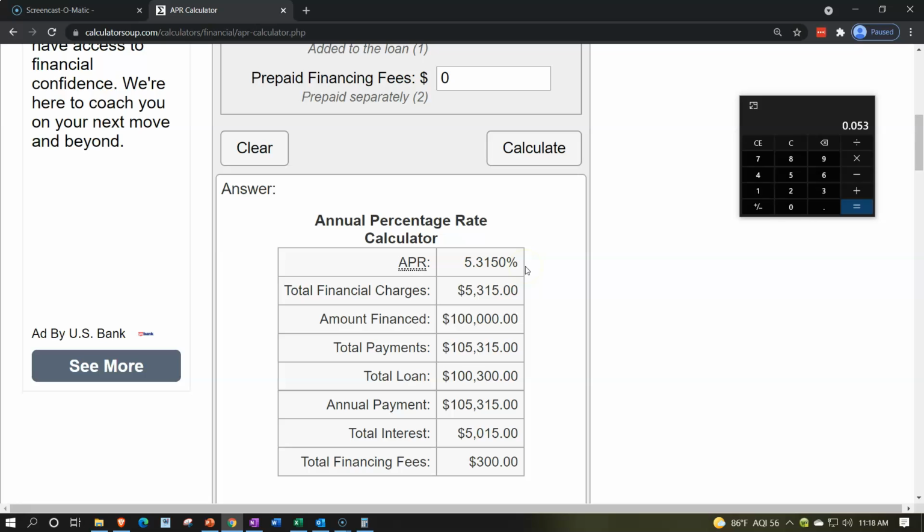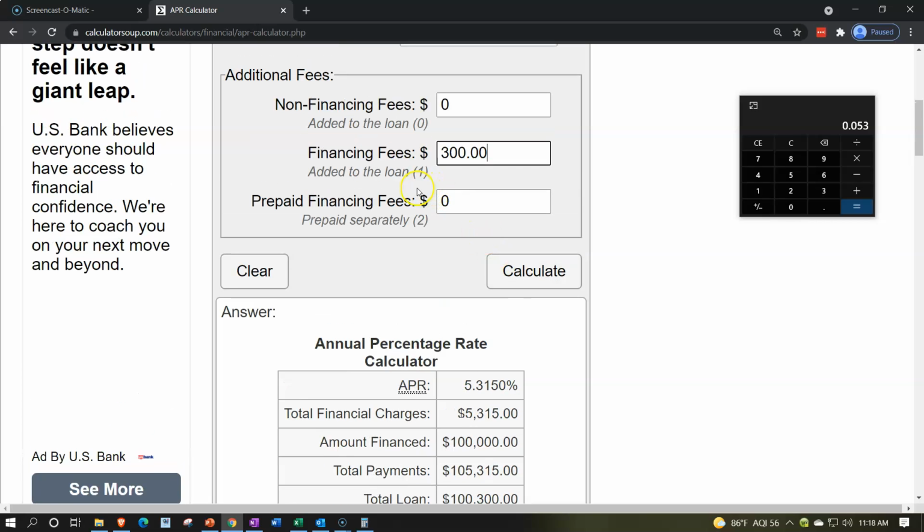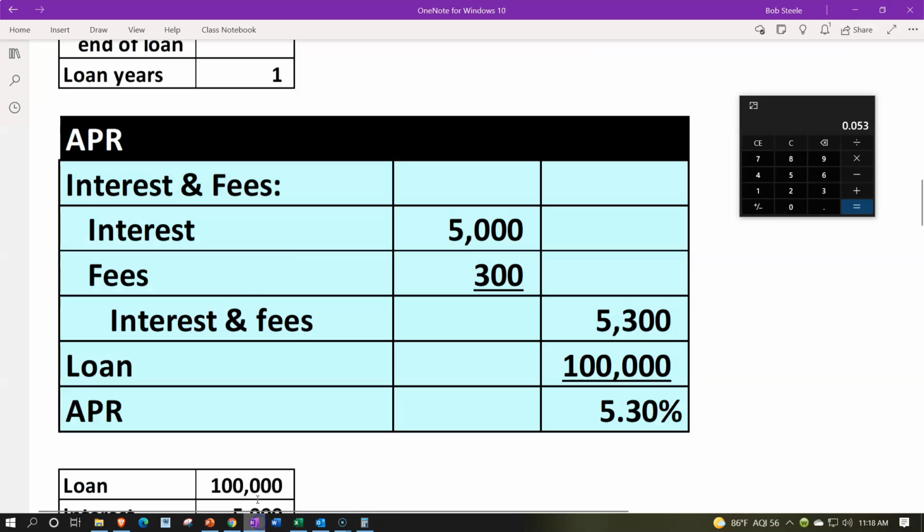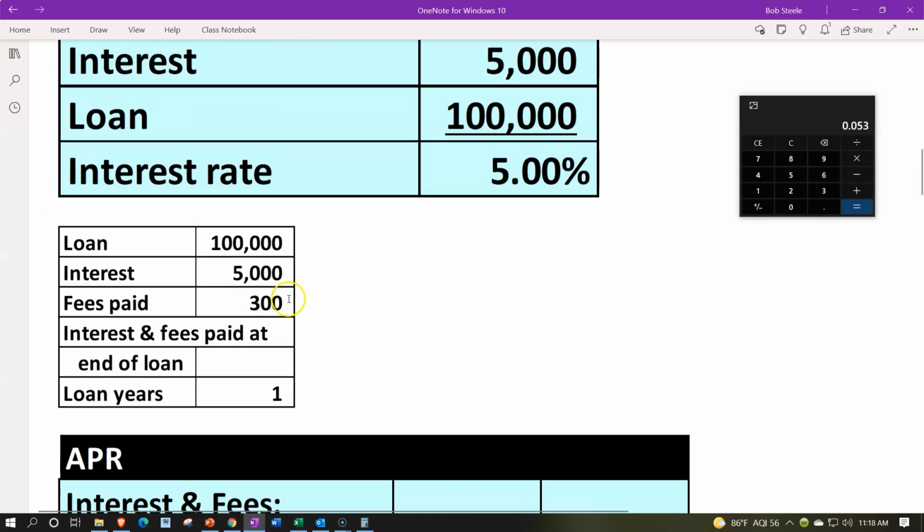APR. Notice it gave me an APR of 5.315, because normally when I look at these types of APR calculators, they're usually going to be adding it to the loan. So that's the typical kind of scenario. And so meaning if I was to look at this scenario, then that $300, normally we would say, I need that $100,000 to pay for whatever I need to pay for. And then they're going to charge me interest, which is going to go along with the loan. And then they've got these fees.